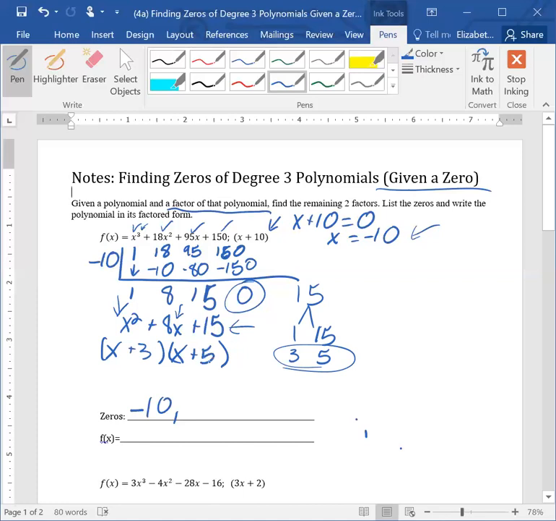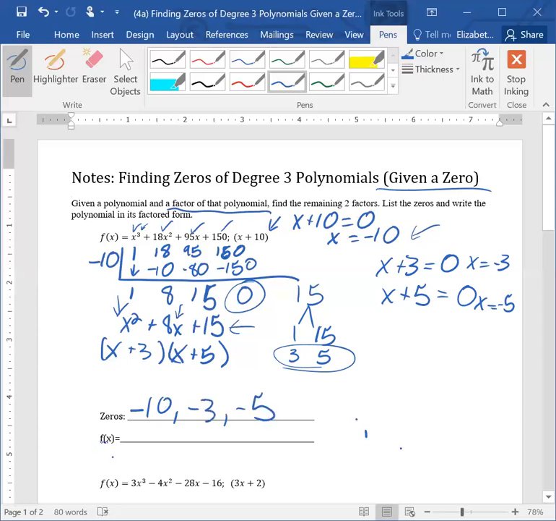All right. And then we need to find the zeros, which means we need to set each piece equal to 0. So x plus 3 equals 0. x plus 5 equals 0. So here we have x equals negative 3 and x equals negative 5. So our zeros are negative 10, negative 3, and negative 5.